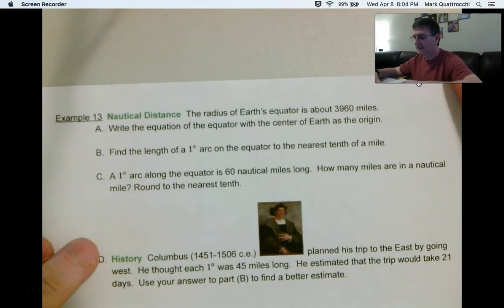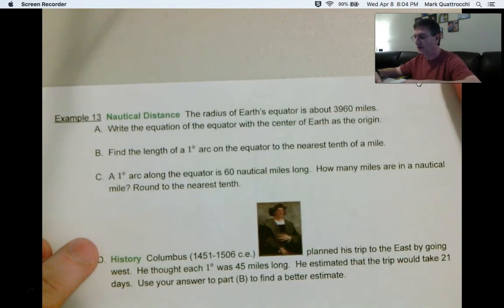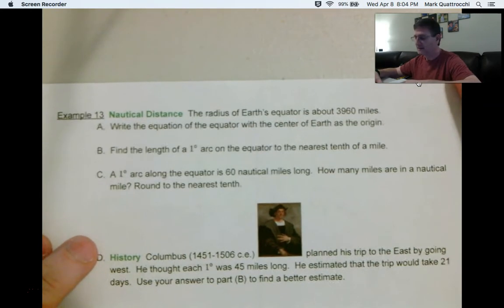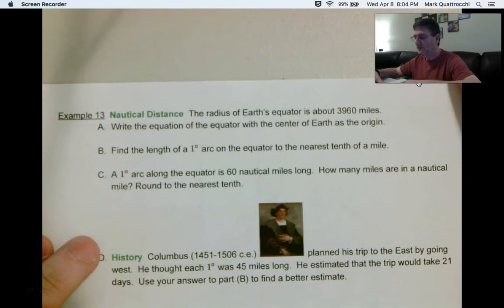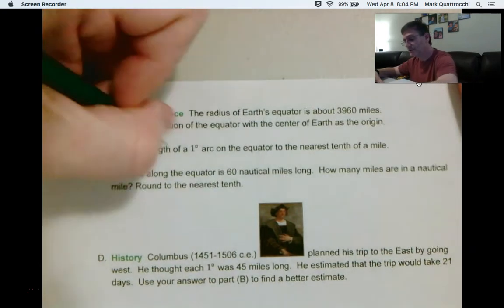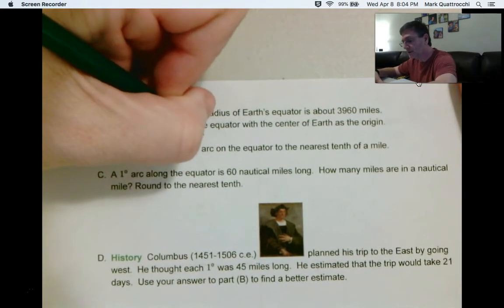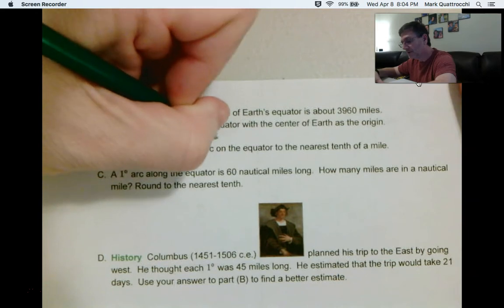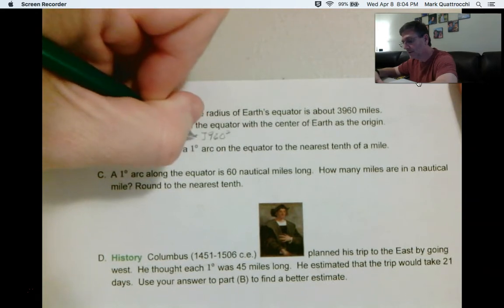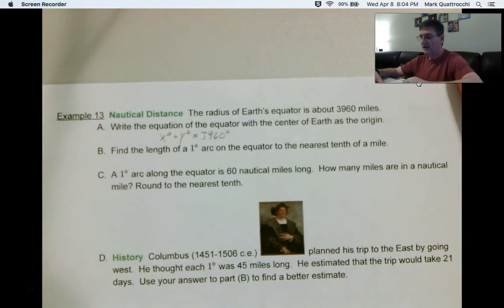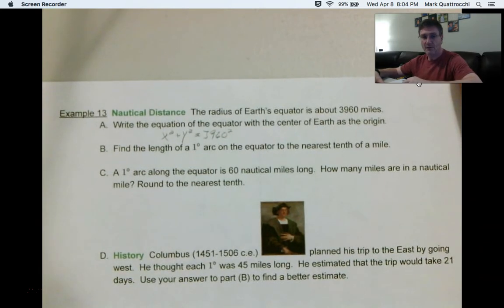Example 13. Nautical distance. The radius of the Earth's equator is about 3,960 miles. Write an equation of the equator with the center of the Earth as the origin. So x squared plus y squared equals 3,960 squared. Find the length of 1 degree of arc on the equator to the nearest tenth of a mile.